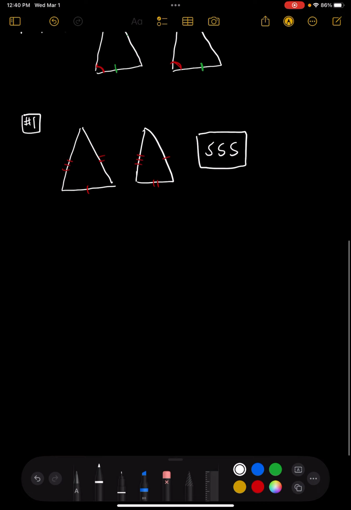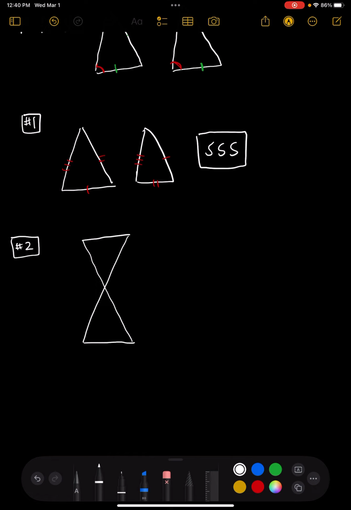Okay, then the next example looks like this. Once again, I know I'm not an artist, but we have this, this, this, this. Now on here, we only have one angle and one side. So automatically we're kind of thinking, well, there's not enough information, right? But there's a couple of things on here that I wanted to show you.